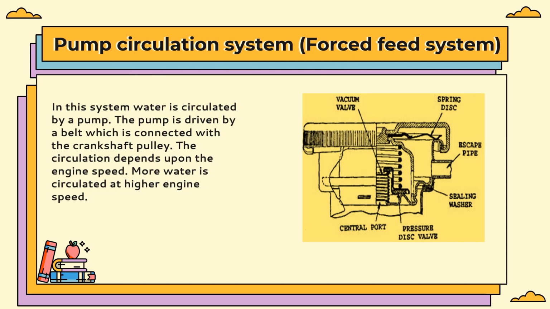Pump circulation system, also called force feed system. In this system, water is circulated by a pump. The pump is driven by a belt which is connected with the crankshaft pulley. The circulation depends upon the engine speed. More water is circulated at higher engine speed.